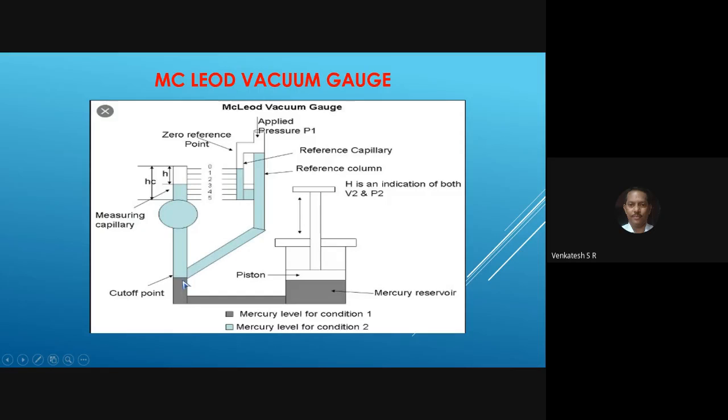At the end of this measuring capillary is the mercury reservoir. This mercury reservoir contains enough mercury to fill the measuring capillary and reference capillary, and it has a piston and cylinder. By moving the piston in the downward direction, you can increase the level of the mercury in the measuring capillary as well as in the reference capillary.